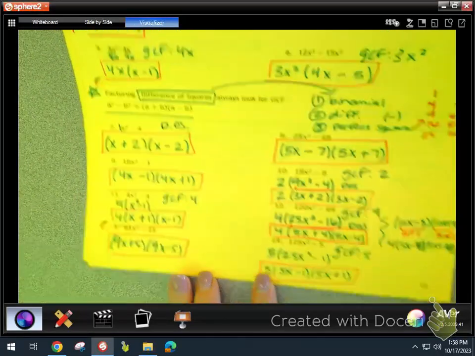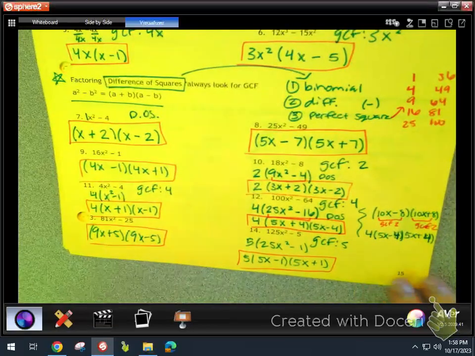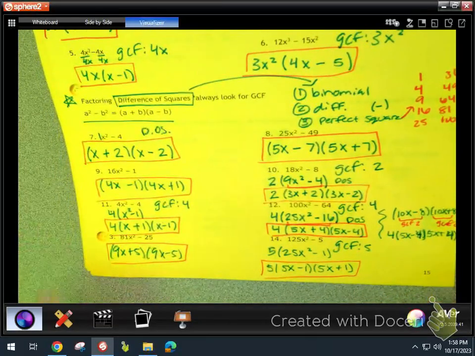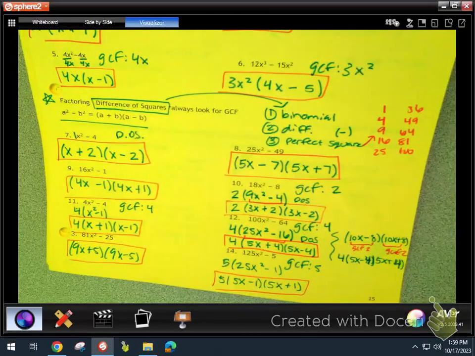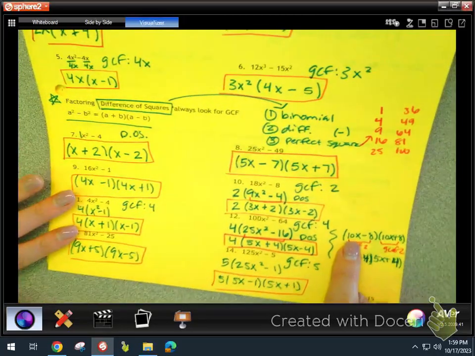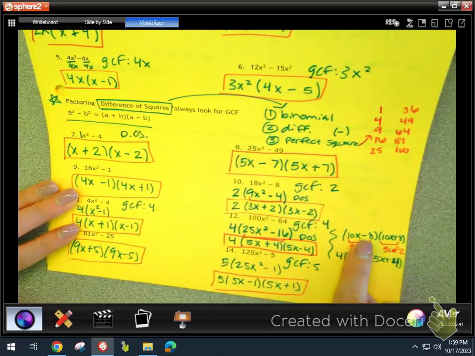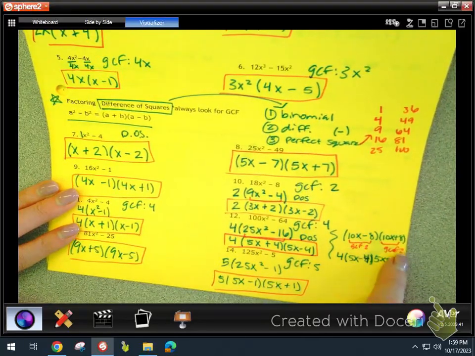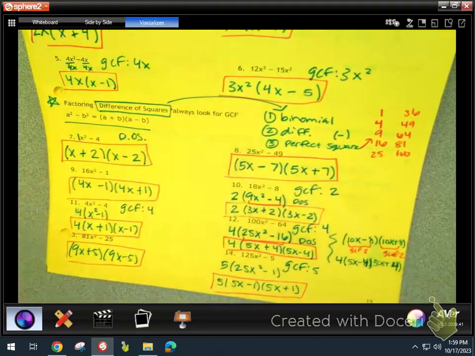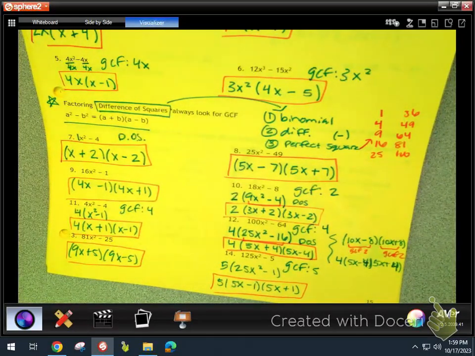Again, with these, taking out that GCF first is going to be pretty important. I did work this. I know it's really squeezed. Sorry, there's not a whole lot of space. I did work number 12 as if I didn't take the GCF out at the beginning, I'd be getting 10x minus 8, 10x plus 8. Each of those separately had a GCF of 2. If you take out multiple GCFs from factors, you have to multiply those together.